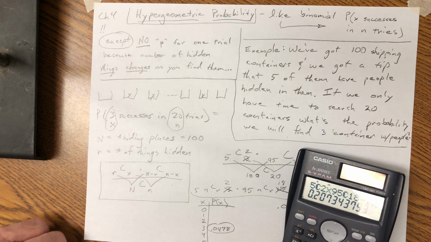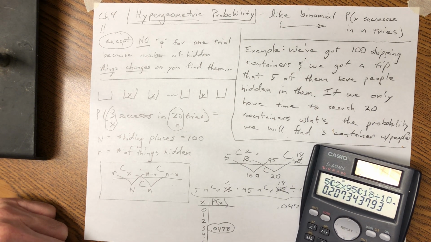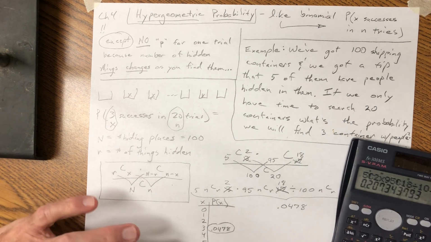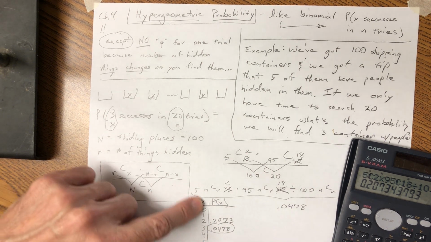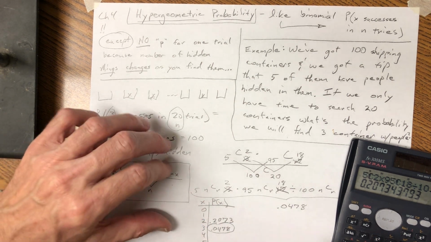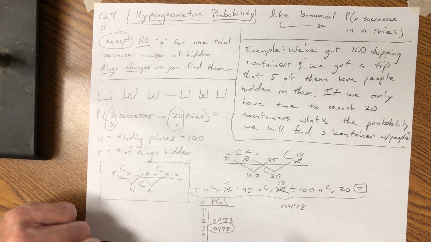So the probability that 2 out of the 20 containers we open have people would be 0.2073. So you can find out all those probabilities just by changing these two numbers in the hypergeometric probability formula. All right, so that's hypergeometric probability.